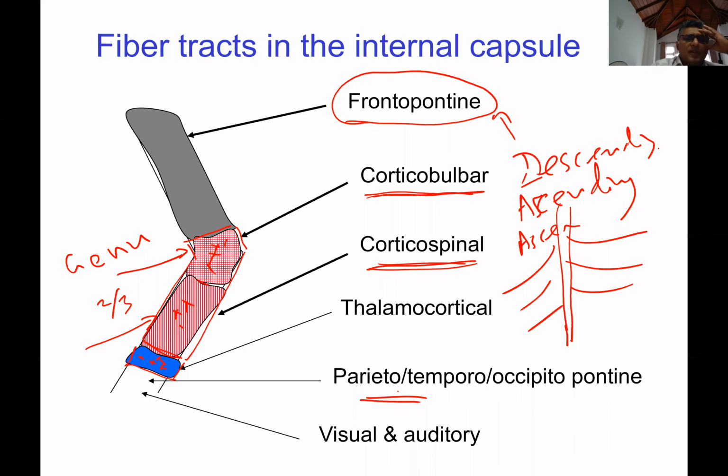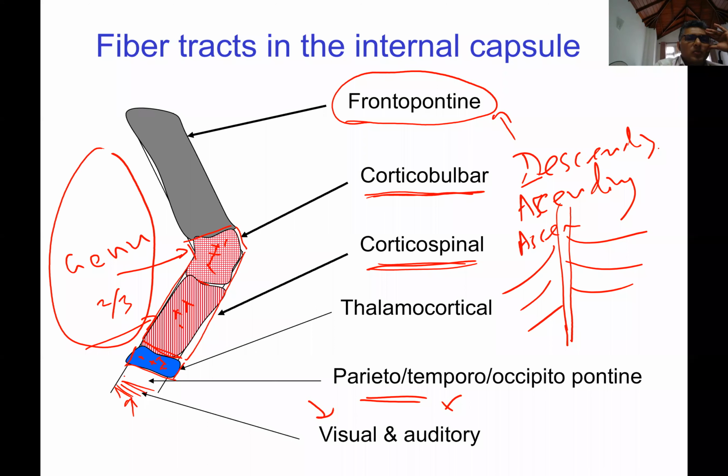Then further behind, even behind the general sensory inputs coming from the limbs and the trunk, you get the visual and auditory ones. Visual and auditory ones further behind in the internal capsule. Actually, they are even at the end of the posterior limb, because you get your lentiform nucleus here. So these ones are behind the lentiform nucleus.